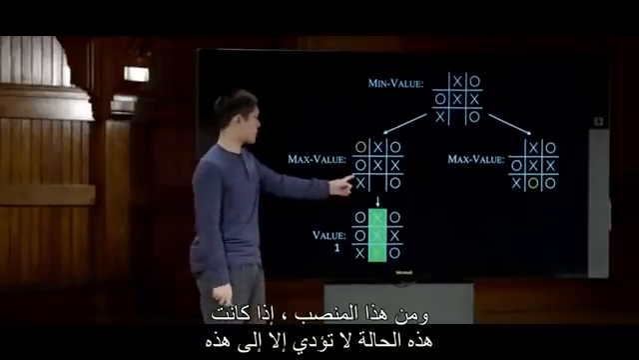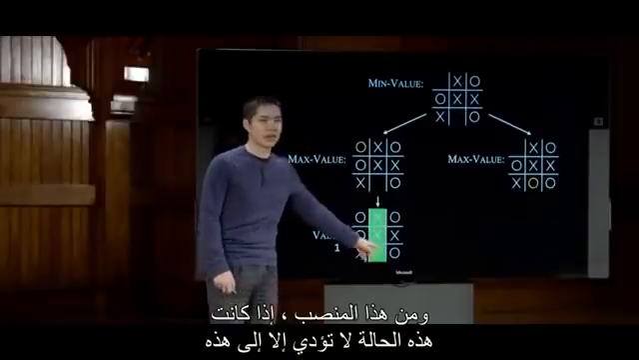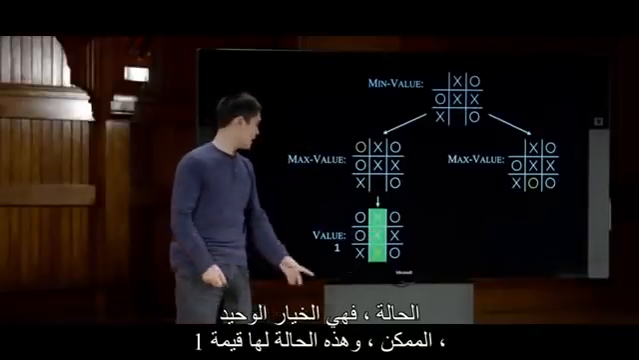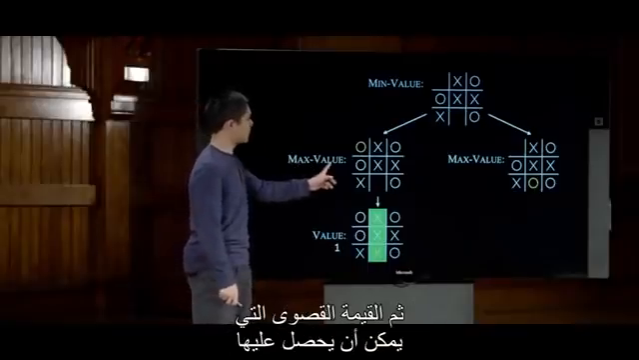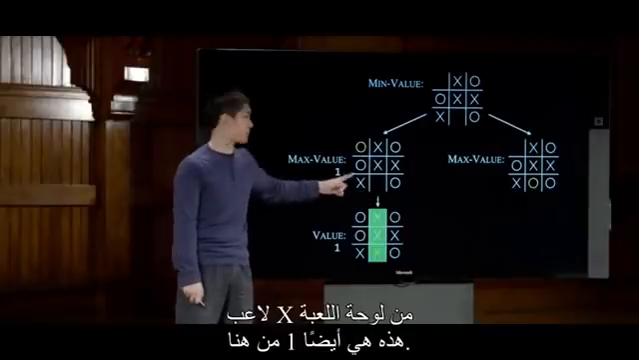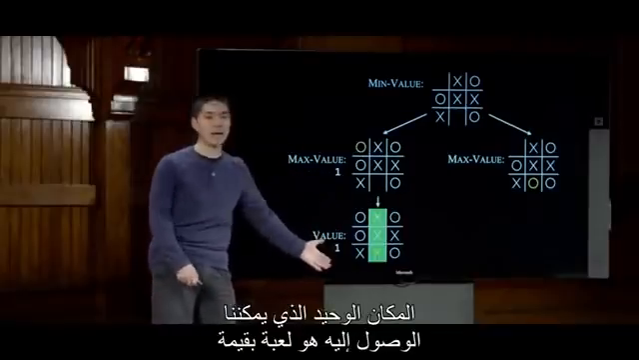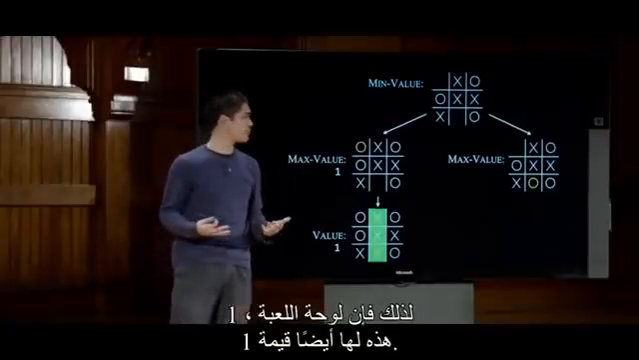And so from this position, if this state can only ever lead to this state, it's the only possible option, and this state has a value of 1, then the maximum possible value that the X player can get from this game board is also 1. From here, the only place we can get is to a game with a value of 1, so this game board also has a value of 1.